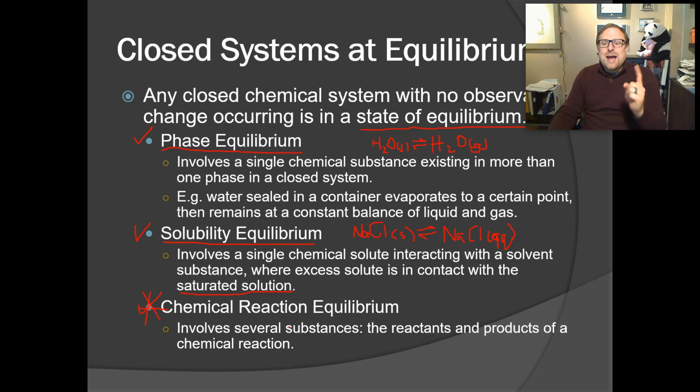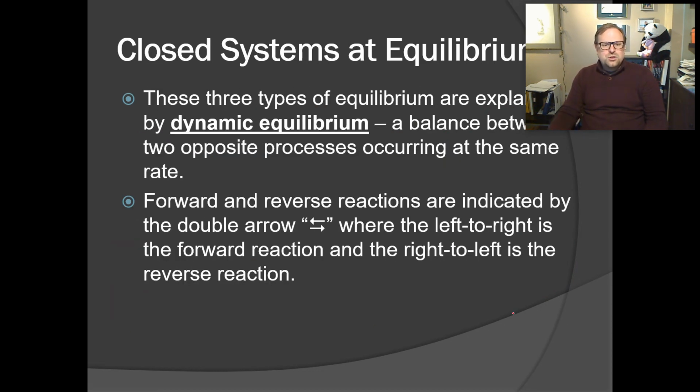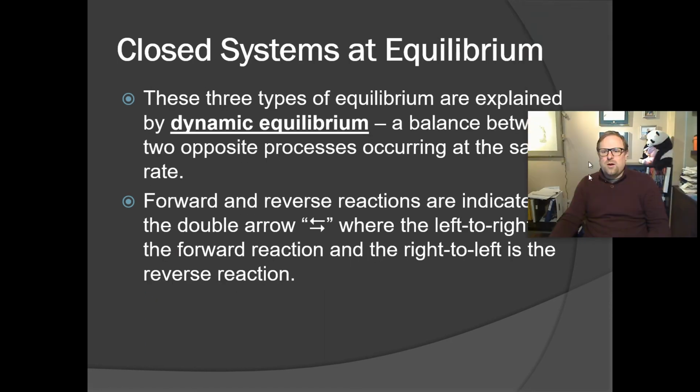In a chemical reaction equilibrium, and this is where we're going to spend the bulk of our time in this unit, this involves several substances, the reactants and products of a chemical reaction, and then there's a balance in that reaction. Like we said in here, right? There's a balance between these two guys bumping into each other to produce some of this, and those bumping into each other to produce some of this. That is chemical reaction equilibrium. Just one last point here, and then we're going to call it done for this.